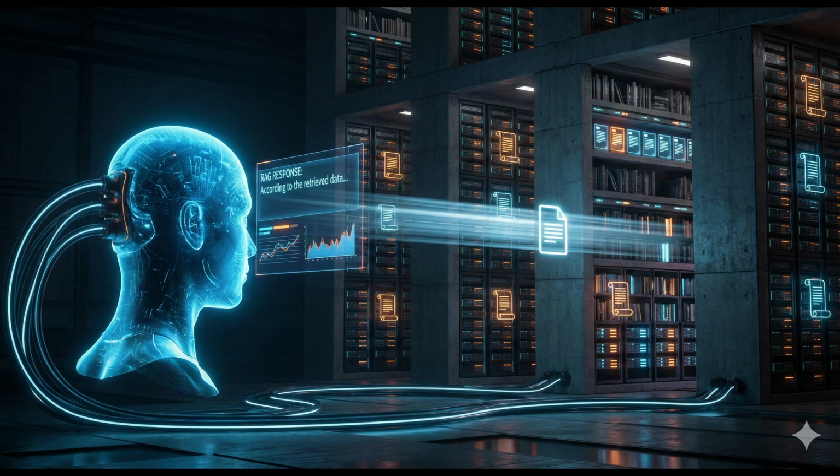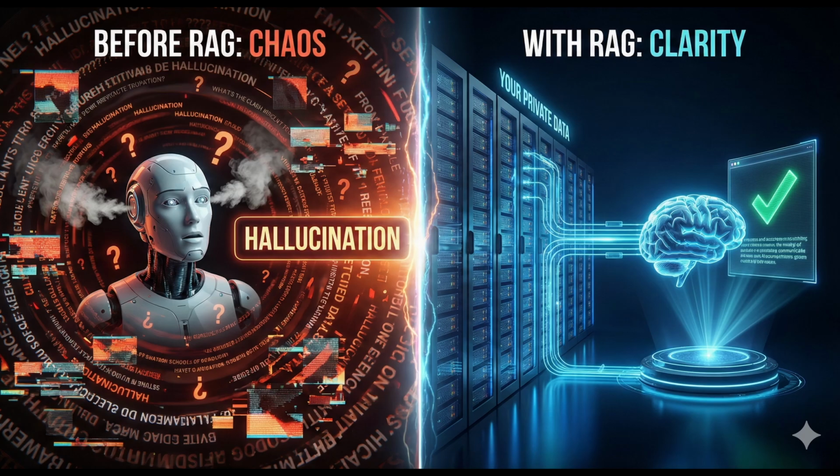They don't know your private data, they don't know your company secrets, and when they don't know the answer, they guess. But what if you could force the AI to take an open book exam? Enter RAG, Retrieval-Augmented Generation. Instead of memorizing the internet, we give the AI a live connection to your specific data, your PDFs, your Notion, your SQL database.